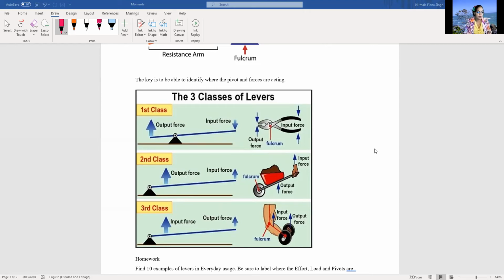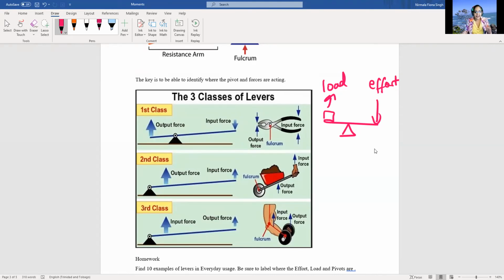So we have our first class of lever, which is easy to see. We can see where we have our pivot, where our effort is, and where our load is being lifted. Really simple, right? We have the pivot in the middle, our input force or effort, and then the output force being the load that we are trying to lift, move, cut, or change. An example here would be pliers.